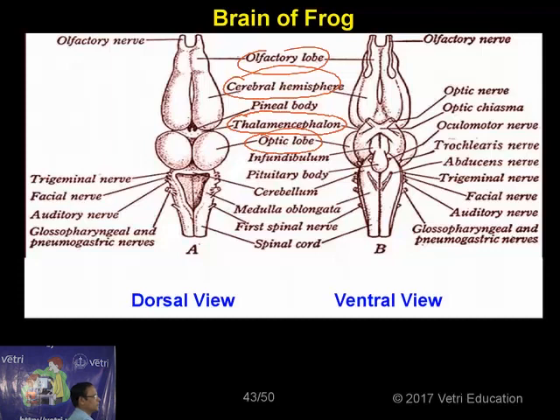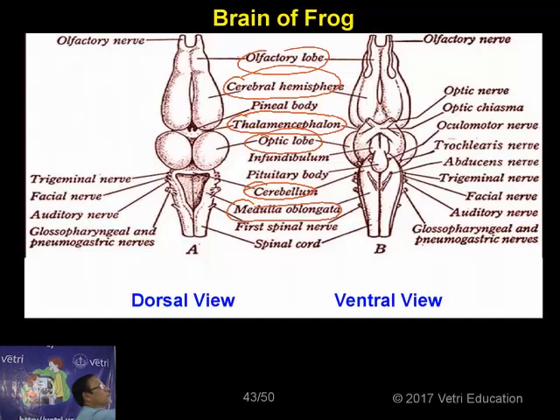And we have the medulla oblongata and then cerebellum. These are the components of the hindbrain. And we have the various nerves given. What are the different nerves given? This is the olfactory nerve, the first one.